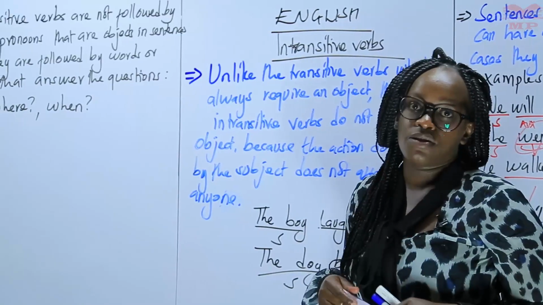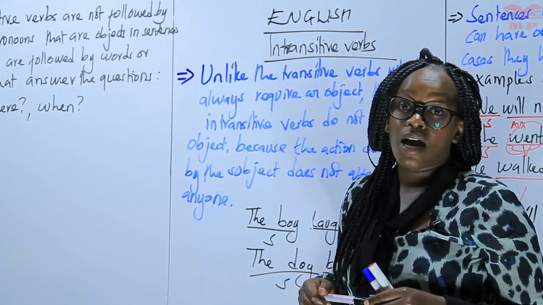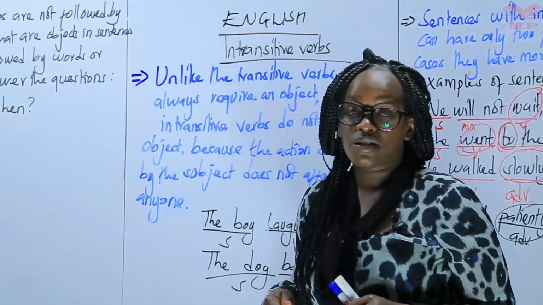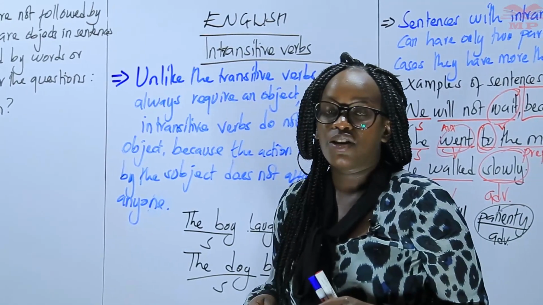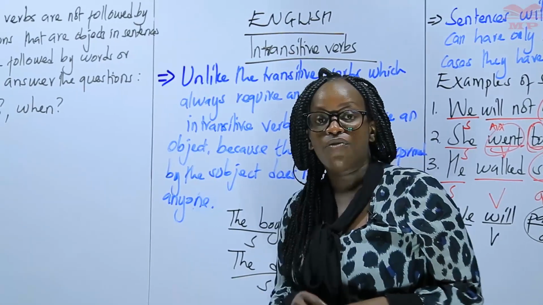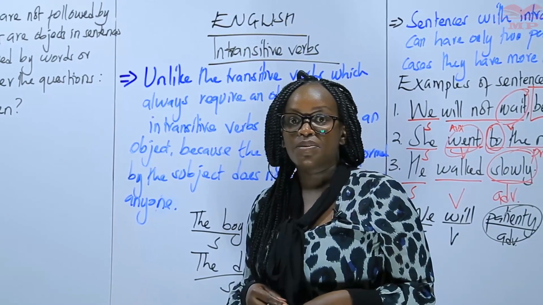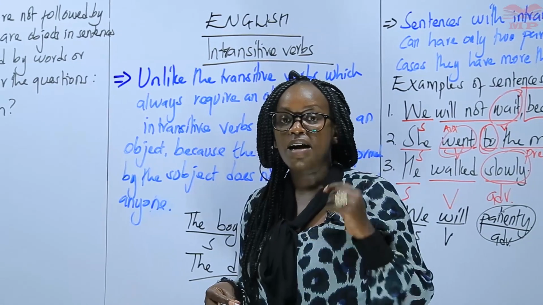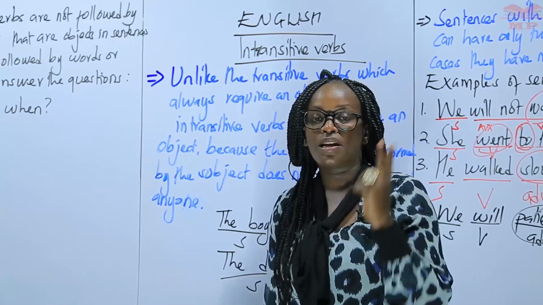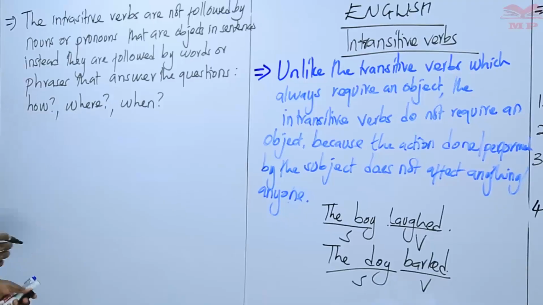So we've come to the end of the intransitive verbs. I hope from now henceforth you can actually tell when a verb is used transitively or when it is actually used intransitively. However, there's something that I want you to take note of before we move on, that there are some verbs that are unique. There are some verbs that can be used both transitively and intransitively, meaning they can be used with or without an object. I'm going to give examples of sentences.